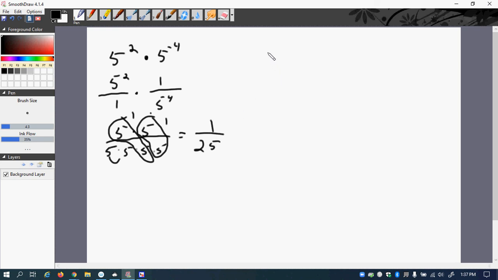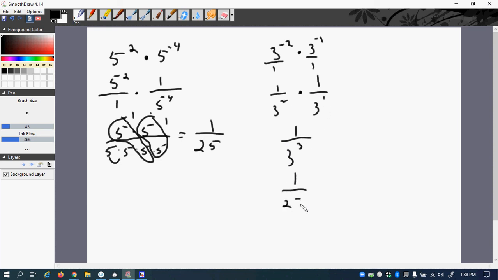If I look at a different problem like 3 to the negative 2 multiplied by 3 to the negative 1, both of these are going to get moved. So I'm going to rewrite it as 1 over 3 squared multiplied by 1 over 3 to the 1. Now I have 1 over 3 to the third, because there's 2 here and 1 here. That's really 1 over 27. These are the kinds of situations that you have.